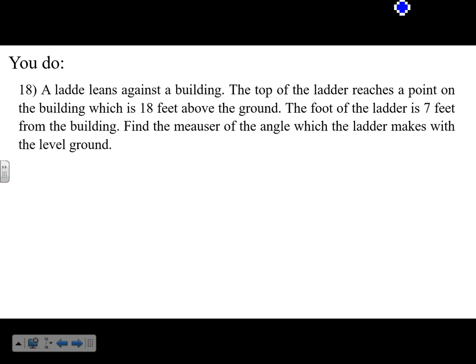Sorry, it's supposed to say ladder. A ladder leans against the building. The top of the ladder reaches a point on the building which is 18 foot above the ground. So here's the building. We have the ladder here. That point is 18 foot above the ground. The foot of the ladder is 7 feet from the building. Find the angle the ladder makes with the level ground.